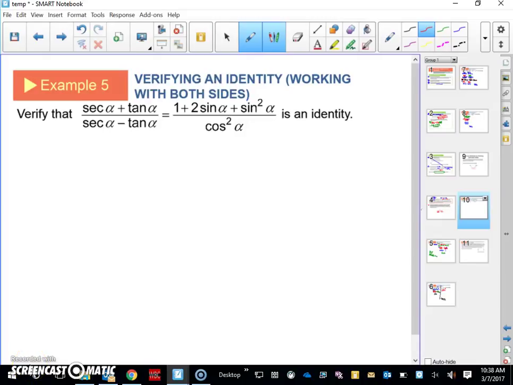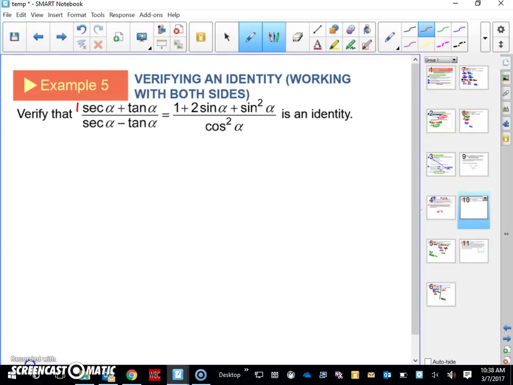Example 5, verify. When you look at this thing, it's kind of hard to tell which one is the more complicated side. I don't know, maybe the left side. But when I look at the left side, I don't really see any identities other than I know I could change everything to the sines and cosines. So maybe that's where I start.